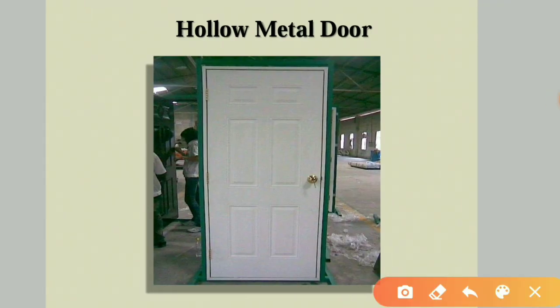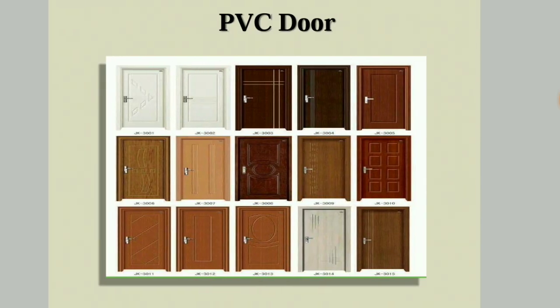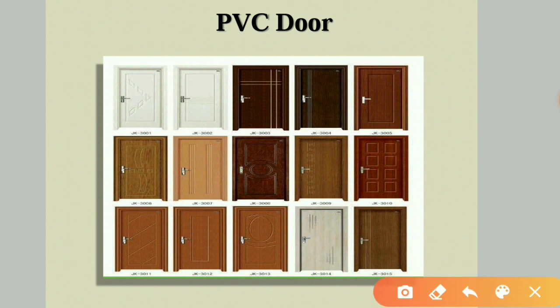Next, hollow metal steel door. So instead of using wooden panels and wooden door, if you use a metal door which is hollow inside, then it is called hollow metal door. PVC doors. Instead of wood and metal, if you are using PVC, polyvinyl chloride, for making this door panels and door frames, then it is called PVC door.